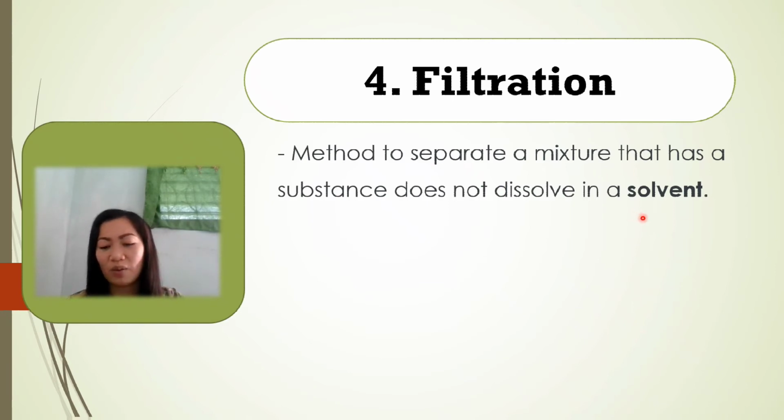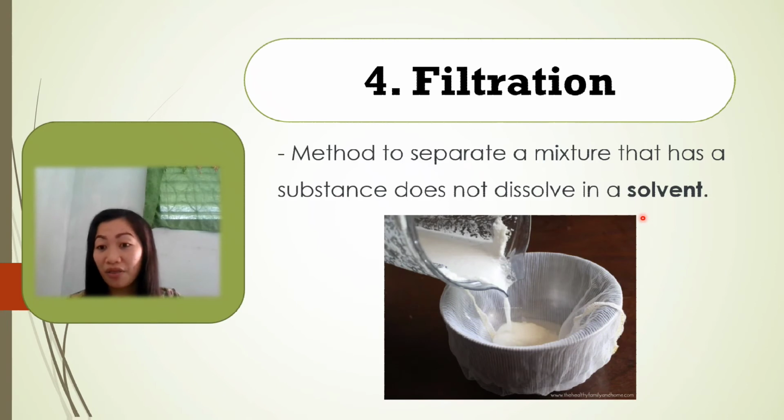be separated. So we use something like cloth, right? Like for example this one, or we also use filter paper. For this one, we use the cloth to separate the coconut from the water, the coconut milk from the residue of the coconut. So that is filtration.